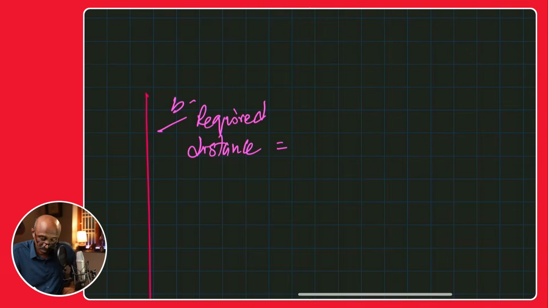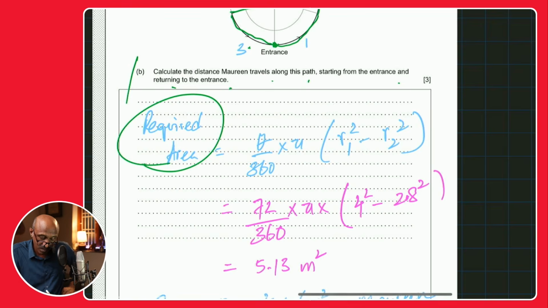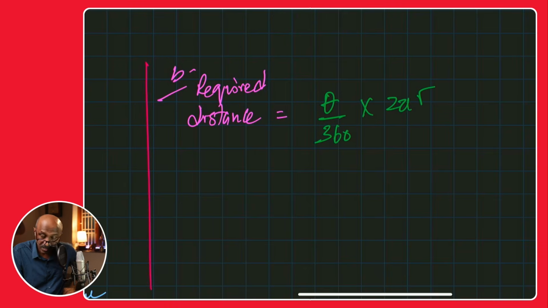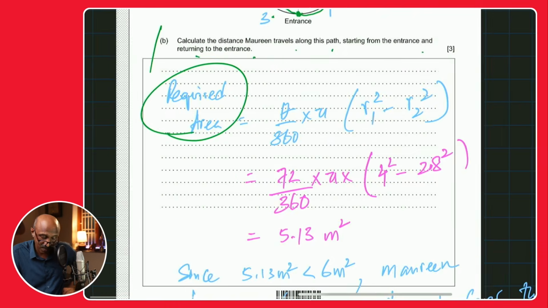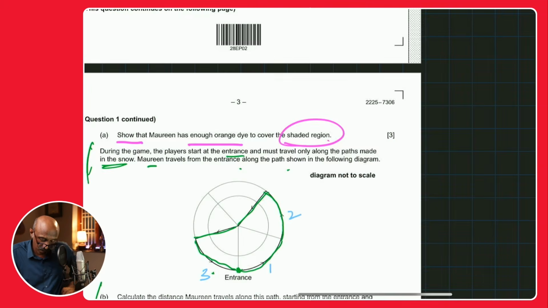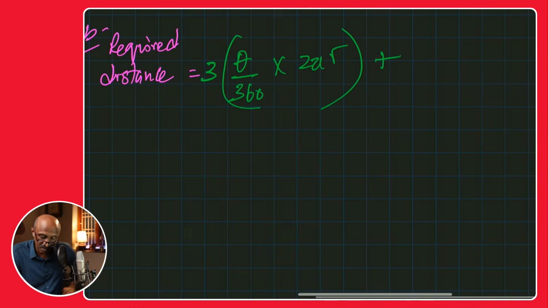So the required distance is basically, as I said, 3 times the length of the arc. Now the formula for the length of the arc with the angle in degrees should be theta over 360 times 2 pi r. That's the length of one arc. But how many arcs do we have? We've got 3 such arcs. So this is 3 times that, plus we've got the radius of the circle, which is 4. So it's 2 times that radius. Okay, so 2 times 4.